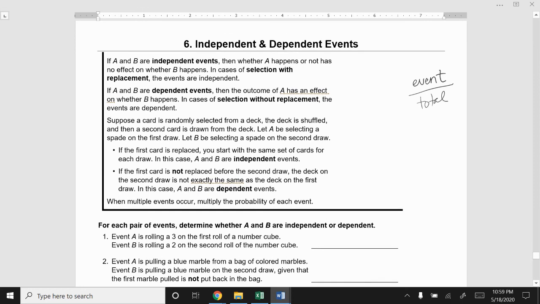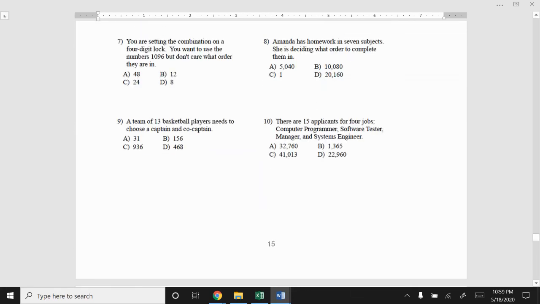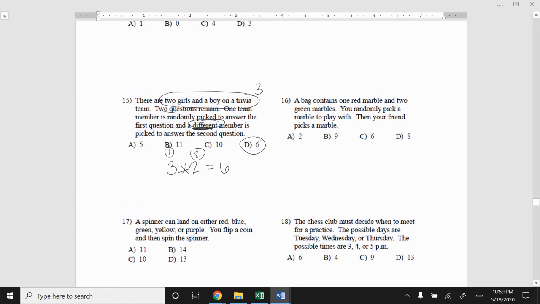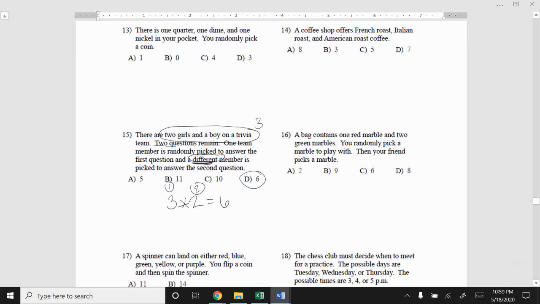So, thinking back to the example before permutation, I'm going to go ahead and scroll back to here. So, if you're looking at independent, the first one will not affect the second one, right? And so here, because there are two different people who are answering the question, the first one did affect the second one. So your number of outcomes in the first one was 3. The second one was 2.